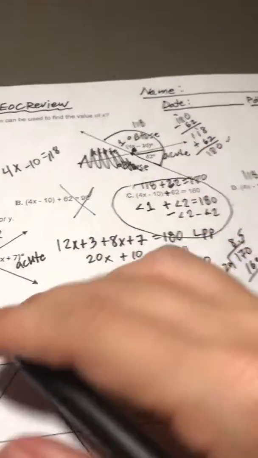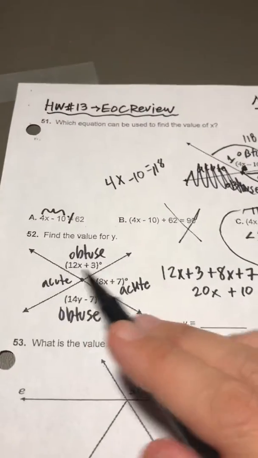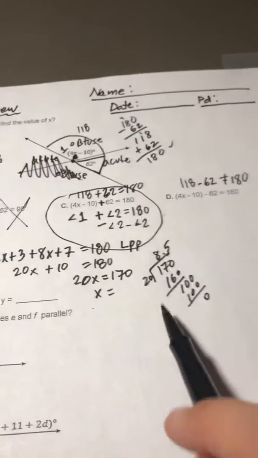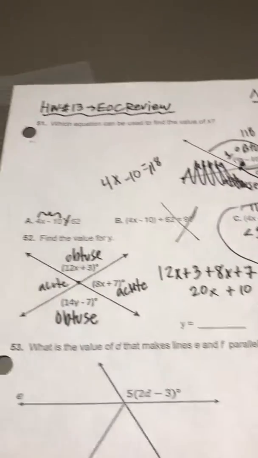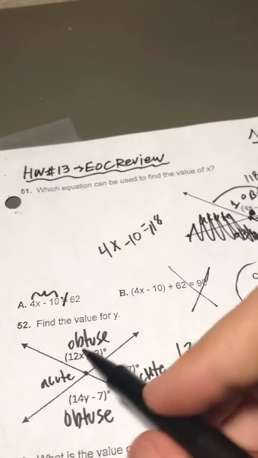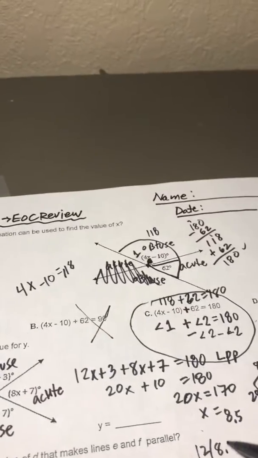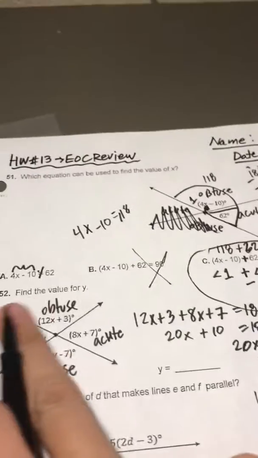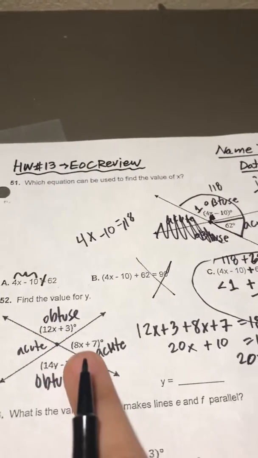So x is 8.5. Now that I know that x is 8.5, I can plug it back in just to double check, or I can just keep going in the problem. But I'm going to plug it back in because anytime I get a decimal, I'm a little unsure, but let's just double check. So if I have 12 times 8.5 plus 3, I need to add that, right? 12 times 8.5 plus 3 should equal 8 times 8.5 plus 7.